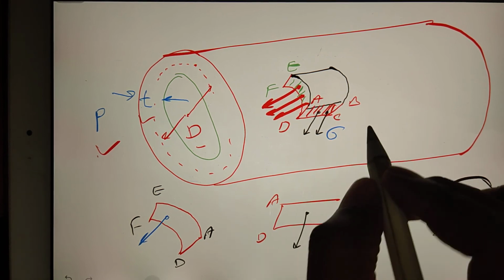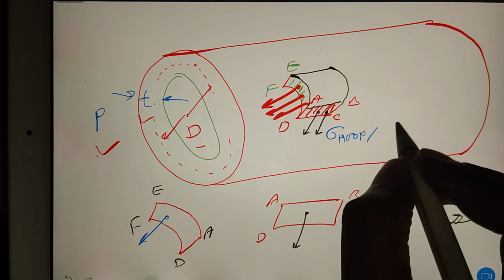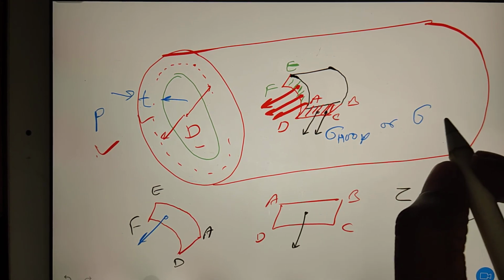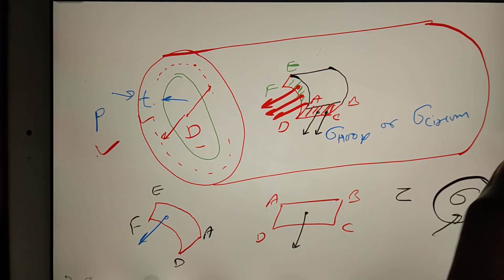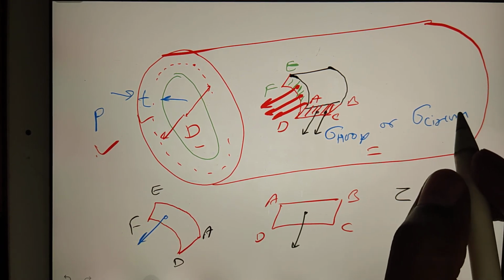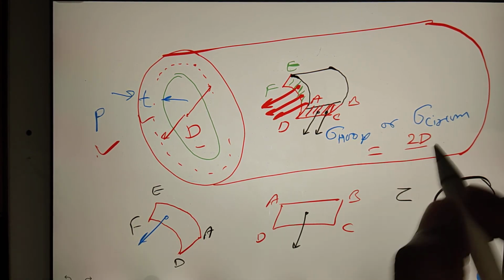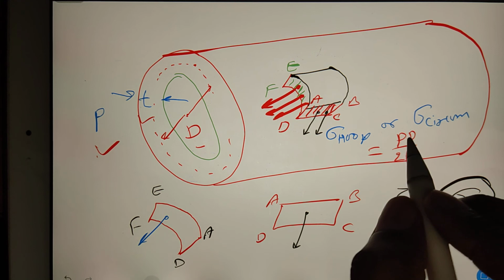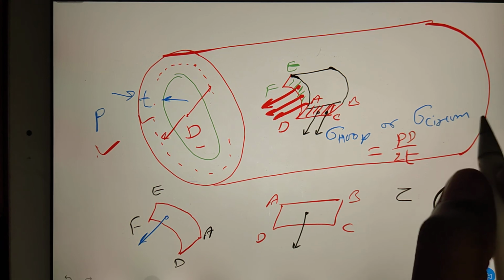So this stress, which is circumferential stress, we give symbol as sigma hoop, you can say sigma, it is not division sign, sigma hoop, or you can say sigma circumferential. So for short, I'm writing circum, means circumferential. You write the complete name, sigma hoop or sigma circum. So for this, you have direct formula. No need to derive the formula, because it is very easy topic. PD by 2T. PD by 2T is the formula for sigma hoop or sigma circumferential.